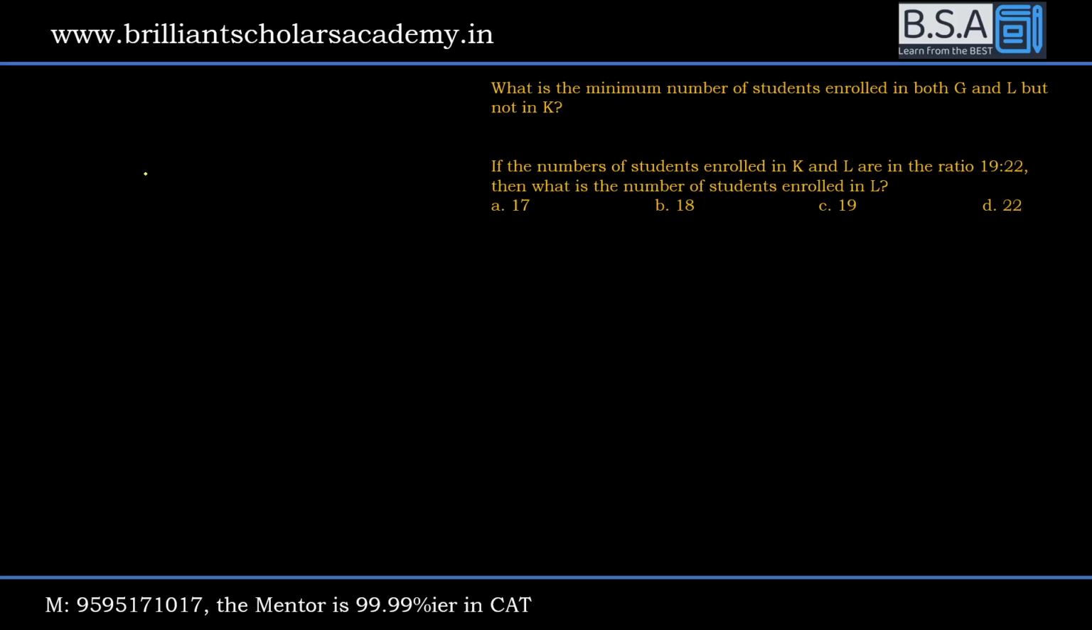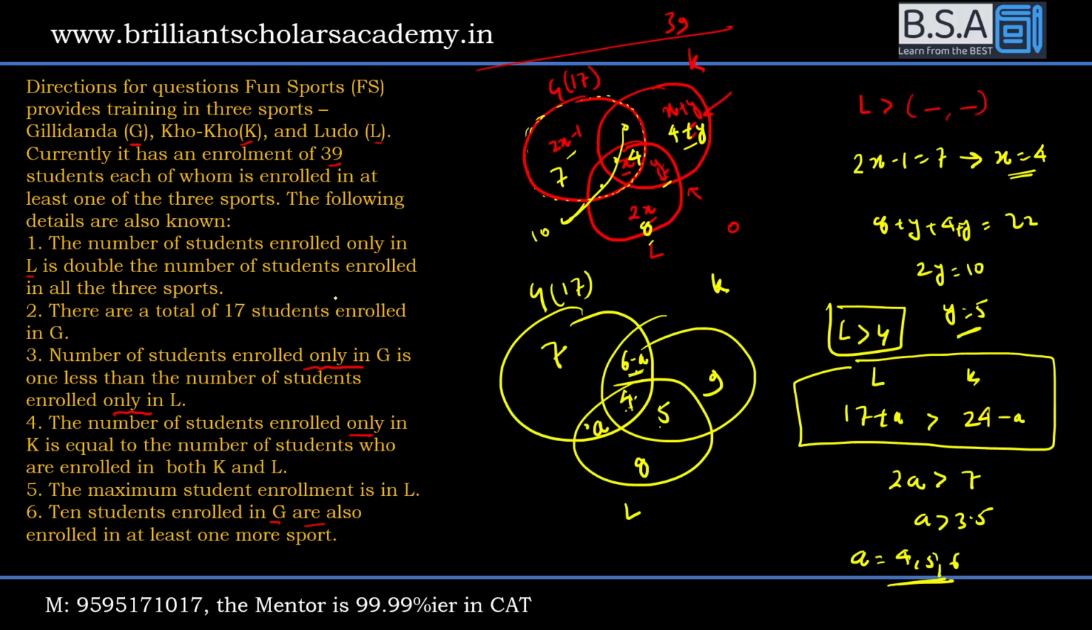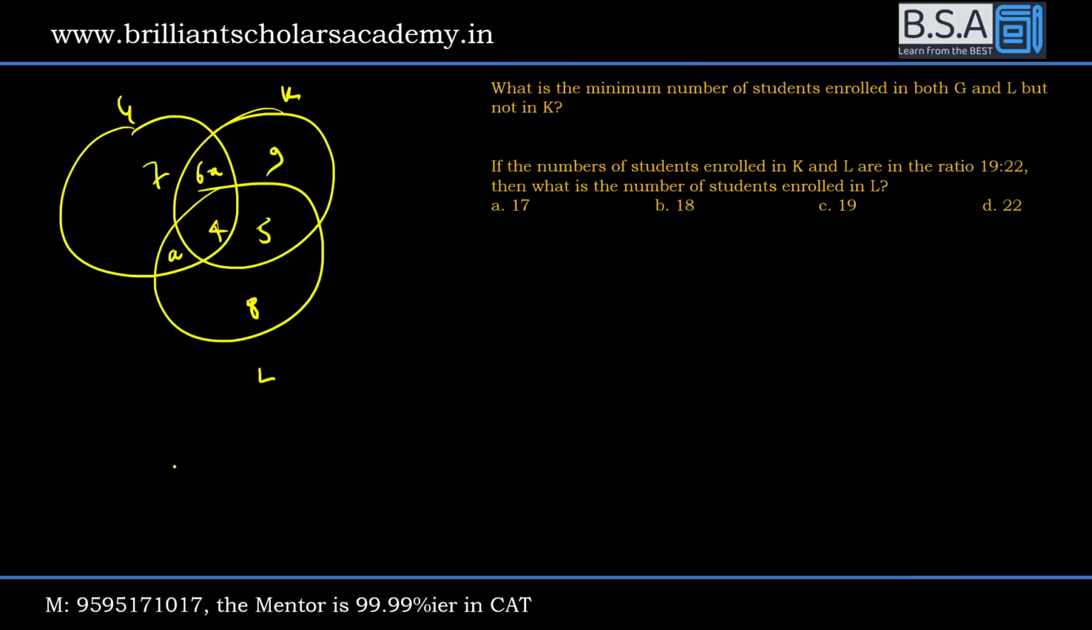So let me redraw that for you. This was 7, 9, 8, 4, 5. This was A and this was 6 minus A. Gilli Danda, Kho-Kho, Ludo. And what is A? A is 4, 5, 6.